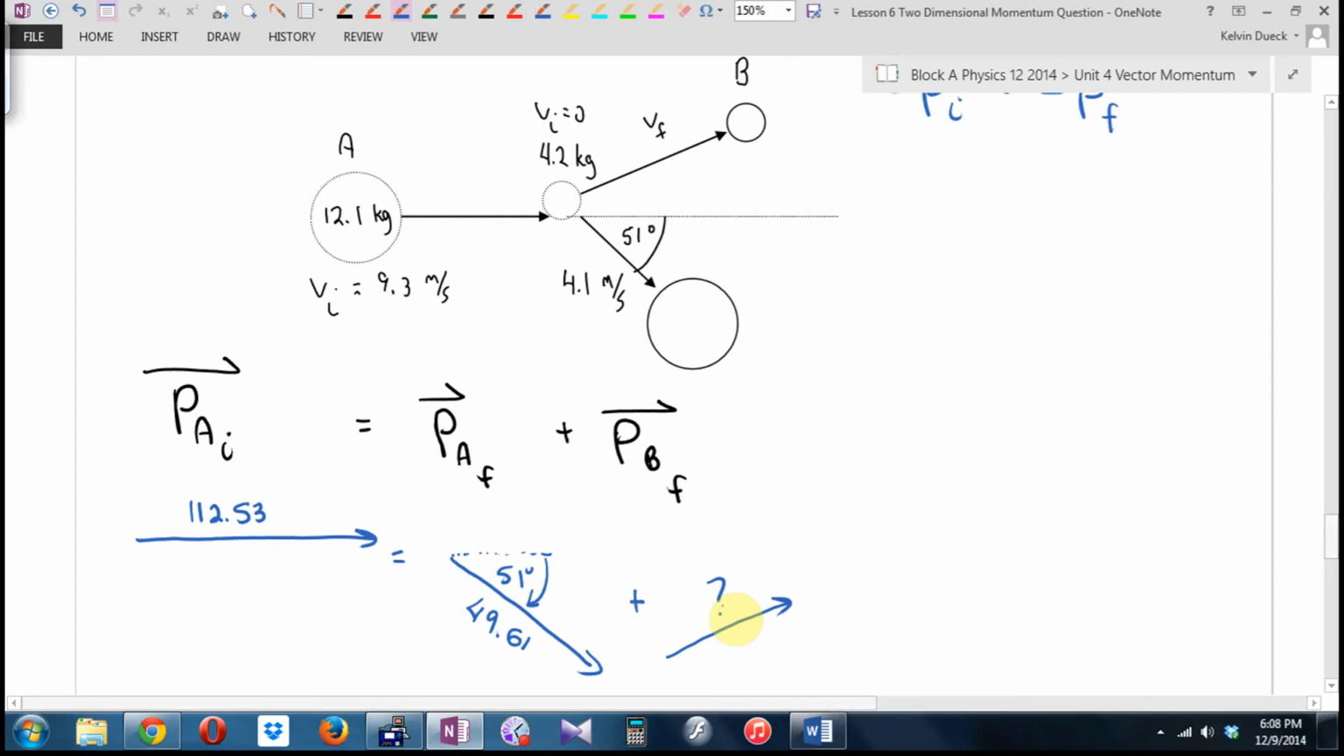Okay. How would I add these two vectors together? I would draw them tip to tail. And here's the important thing. I know when I add these together what I'm supposed to get. I'm supposed to get a nice horizontal vector. I'm going to draw my triangle up here. So it's going to look like this.